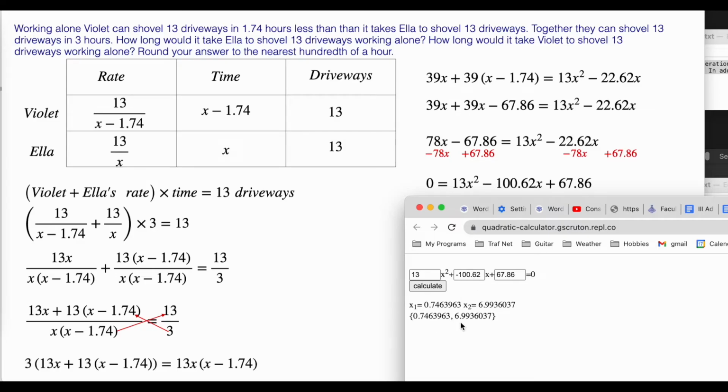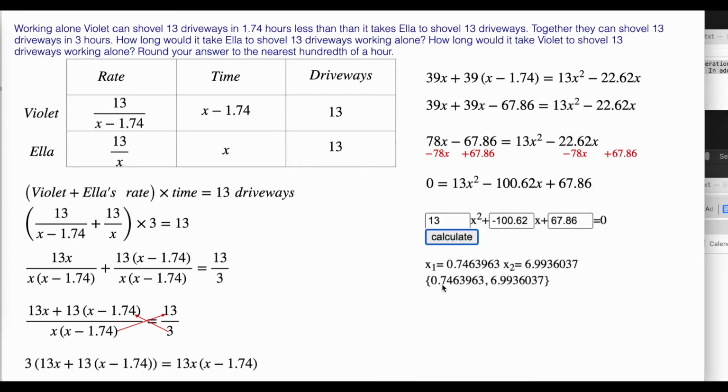We can use one of these and we can't use the other. The reason I can't use the 0.74, if I made x 0.74, I would do 0.74 minus 1.74 and I would have negative 1 hour. Violet is able to shovel in negative 1 hour. That doesn't make any sense. She would get the driveway shoveled before she started. It doesn't work. We discount this one and we use the 6.99.